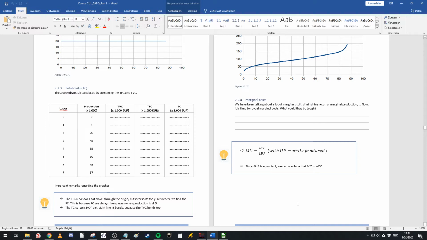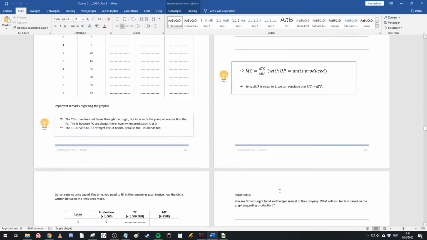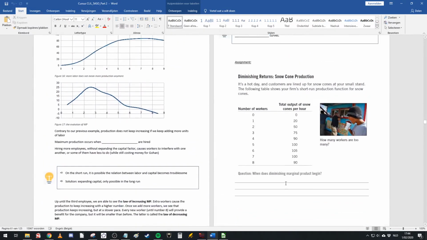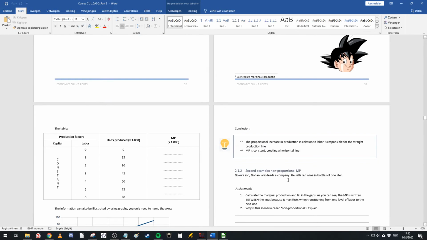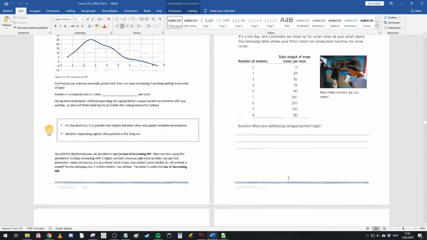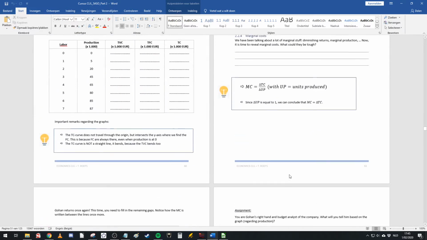Okay, that's the first one. And the second one, marginal revenue. I'll keep scrolling until I find it. I hope I'm not missing it. This is marginal production, not the one we want. But the thing is, if MC deals with costs, MR is going to deal with revenue.